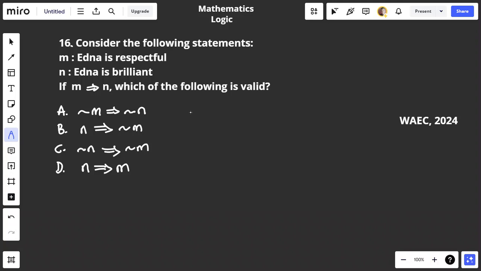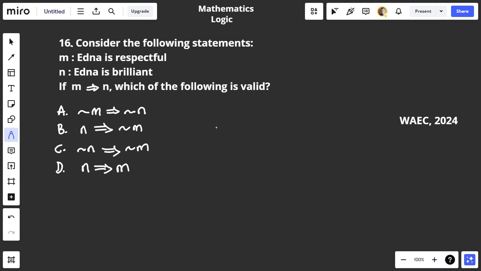Question number 16, WAEC 2024, is from the topic logic. It says, consider the following statement. Statement M, Egna is respectful. Statement N, Egna is brilliant. Now the third statement, if Egna is respectful, then Egna is brilliant. Which of the following is valid?